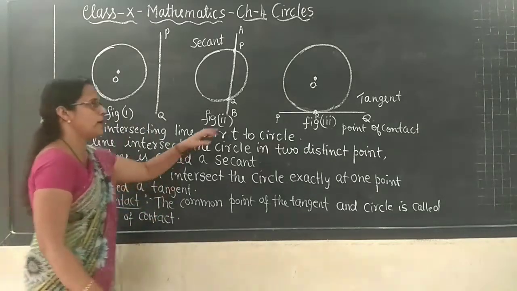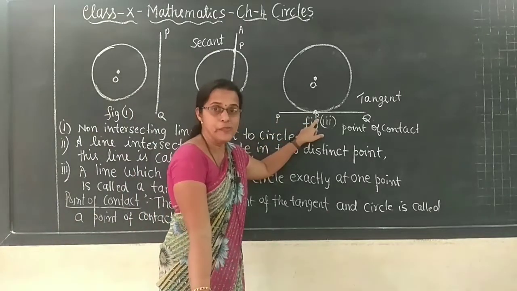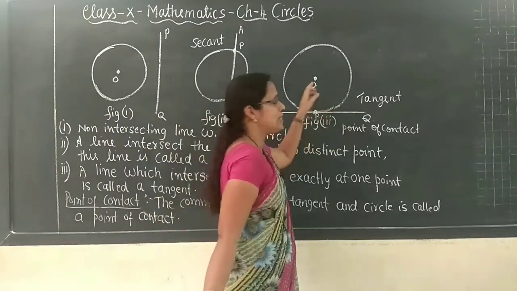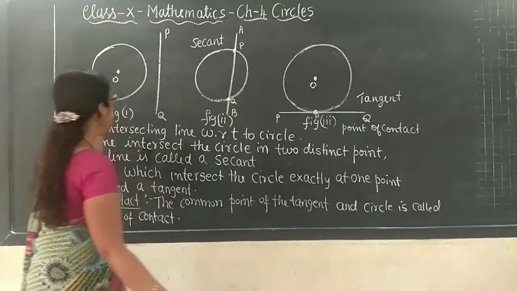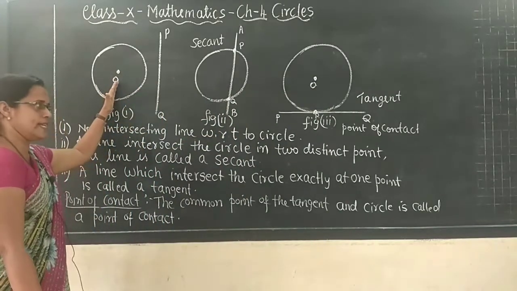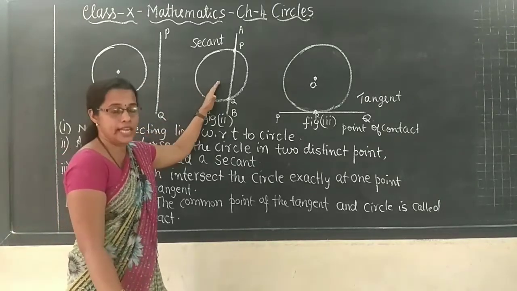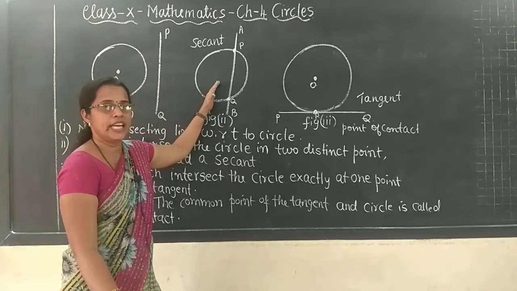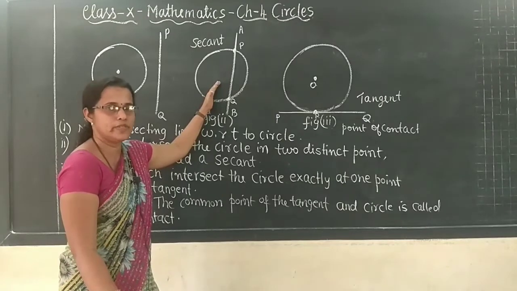Children, so the point of contact. So R is called a point of contact. PQ is a tangent to a circle. Is it okay? So now the first figure is a non-intersecting line with respect to a circle. Second one is a secant. Okay, how many secants can be drawn? We can draw an infinite number of secants to a circle.